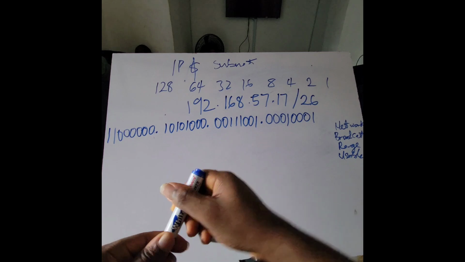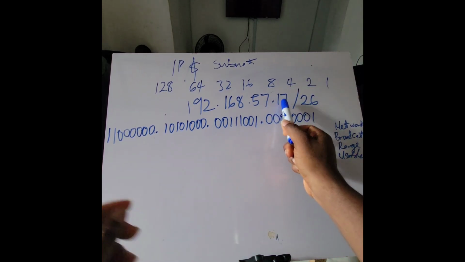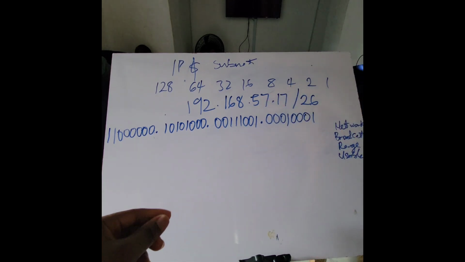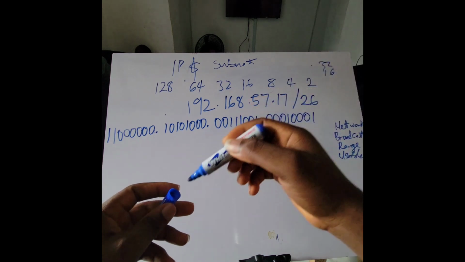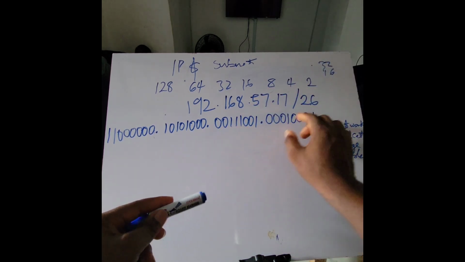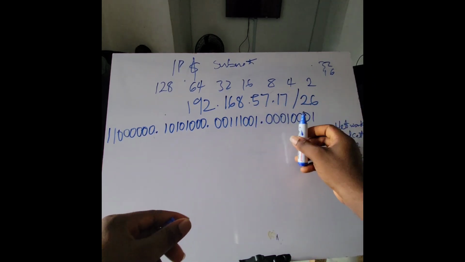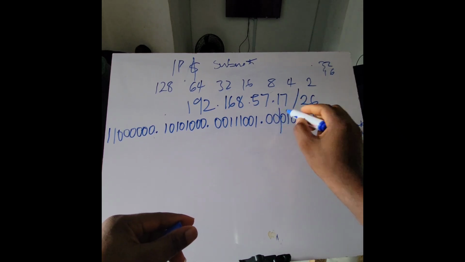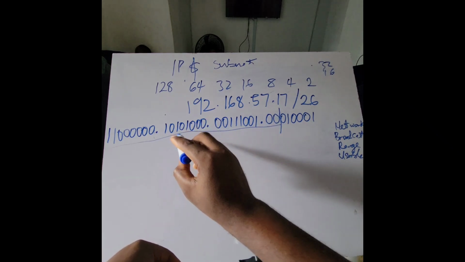Now that 6 falls under this last octet. If we had something like 16, that would mean we've crossed over into the other bits, so we'd be subtracting from those other bits too. But at 26, we are only touching 6 bits from this one. So we subtract 1, 2, 3, 4, 5, 6 from here, and all of these other bits now are the network bits.